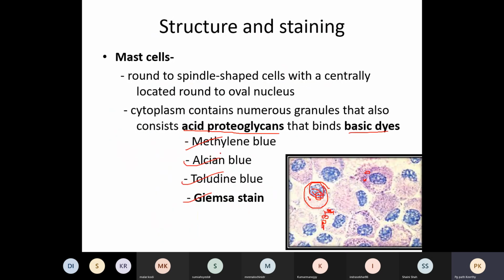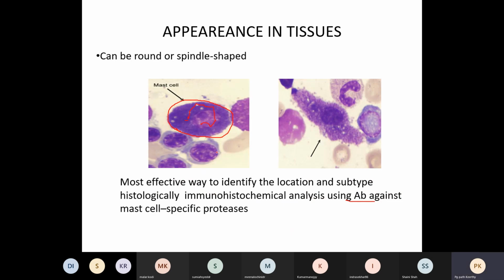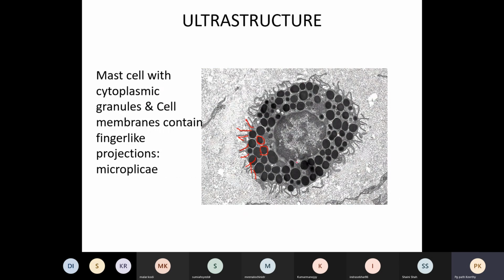Okay. Then how do they look? They are round to oval with a centrally placed nucleus, and their cytoplasm has numerous granules which take a blue dye. Mainly those consist of acid proteoglycans. The stains which can be used to demonstrate mast cells are methylene blue, Alcian blue, toluidine blue and Giemsa stain. So this is how they look, somewhat spindly to round. On electron microscopy, mast cells have electron dense granules, and they have cytoplasmic projections called micropliques.